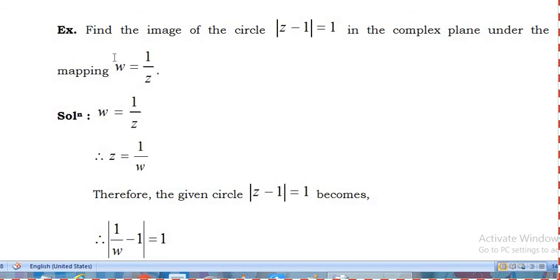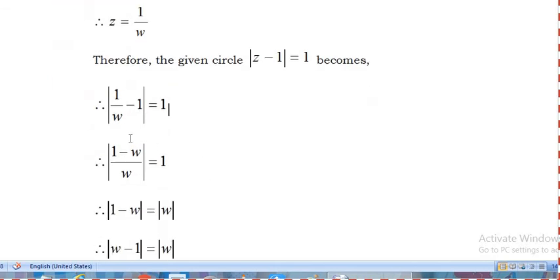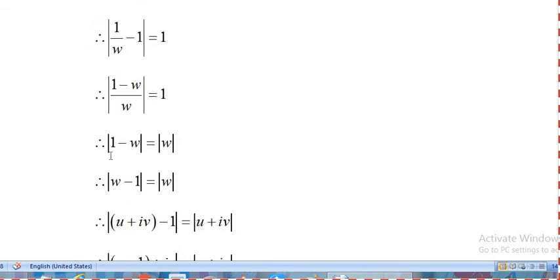Another problem: find the image of the circle modulus of z minus 1 is equal to 1 in the complex plane under the transformation w equal to 1 by z. Now w equal to 1 by z, therefore z equal to 1 by w. Therefore the given circle modulus of z minus 1 is equal to 1 becomes modulus of 1 upon w minus 1 is equal to 1. That is modulus of 1 minus w upon w is equal to 1. That is modulus of 1 minus w equal to modulus of w.